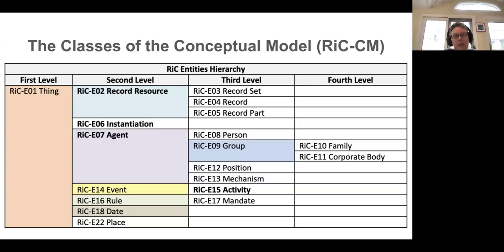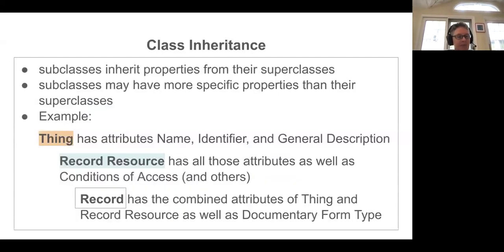And then there are subtypes of a Record Resource. There's a Record Set, there's a Record Part. Then there are subtypes of Agent. So there's Person, there's Group, there's Position, there's Mechanism just being software. And within Group, we have Family and Corporate Body. And then we have Activity as a more granular kind of Event, and Mandate as a more granular kind of Rule. And so that's sort of familiar, I think.